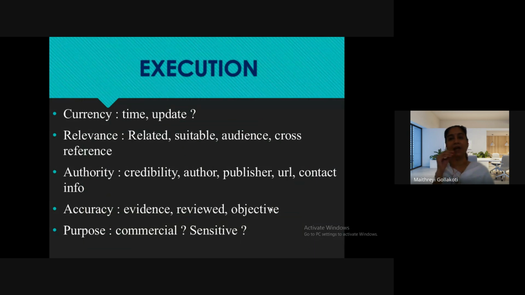Execution. Now I have given you the blueprint, isn't it? Now this blueprint, how are we going to execute it? How are we going to execute? First is currency, time and update.